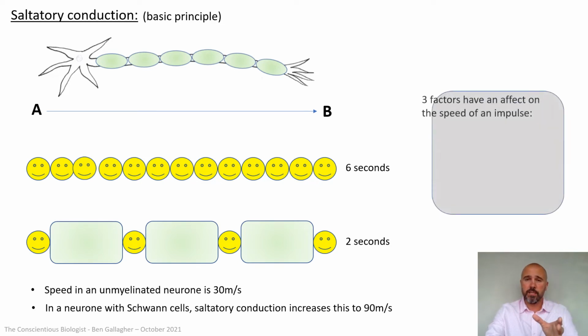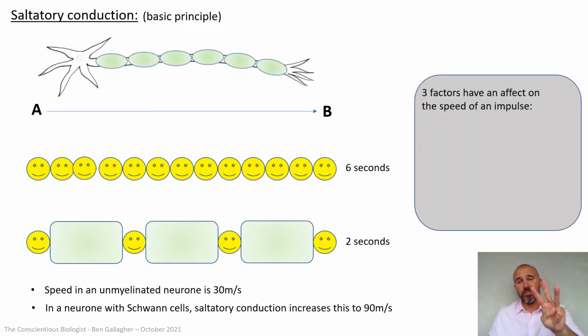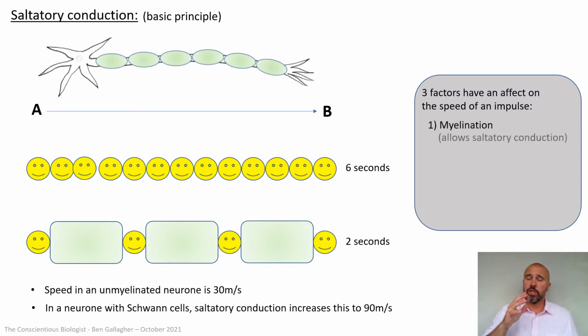Now, really important at this stage for me to tell you that there's actually 3 factors that have an effect on the speed of an impulse. Saltatory conduction is one. So having myelinated neurons is really, really important. Okay, if they're myelinated, you can have saltatory conduction. We've already said it goes about 3 times faster.